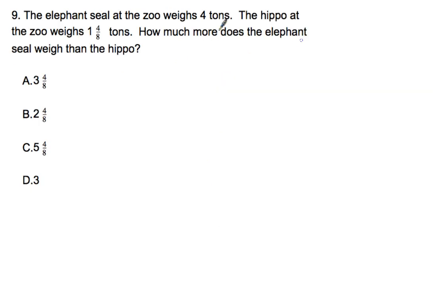Number 9. The elephant seal at the zoo weighs 4 tons. The hippo at the zoo weighs 1 4/8 tons. How much more does the elephant seal weigh than the hippo? So how much more? We are comparing the two weights of these animals, and one obviously weighs more than the other. So when we want to know how much more, we're really looking for the difference between their weights.